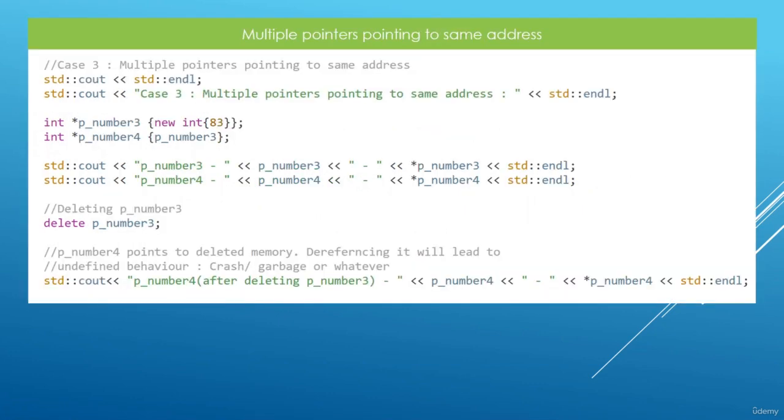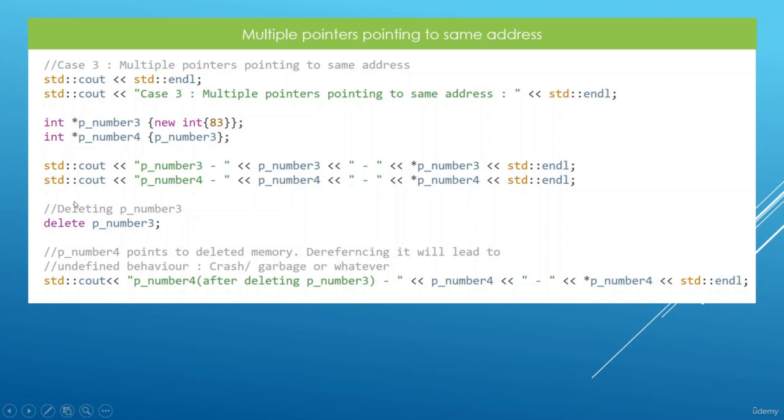Another case is if you have multiple pointers pointing to the same address. Here is a simple example to drive the point home. We have p3, which is pointing to dynamic memory. We are using new int in our braced initializer, and we are putting the value 83 in that pointer location. Here we set up another pointer, p4, and we initialize that with the other pointer. If we print these out, we're going to see that they contain the same address and the same value.